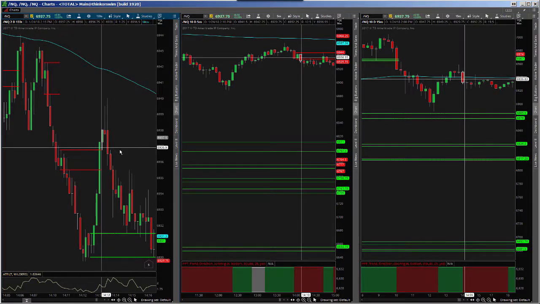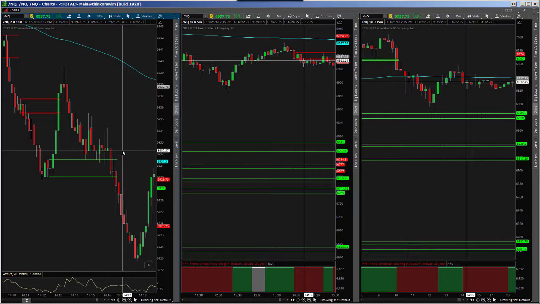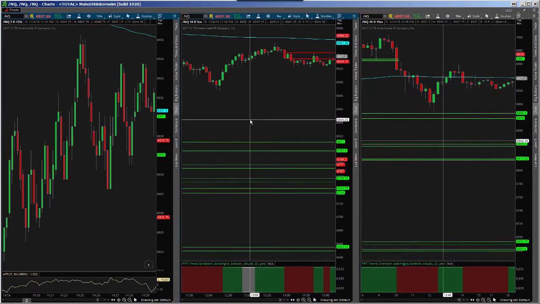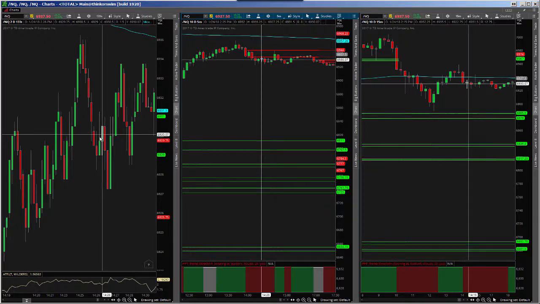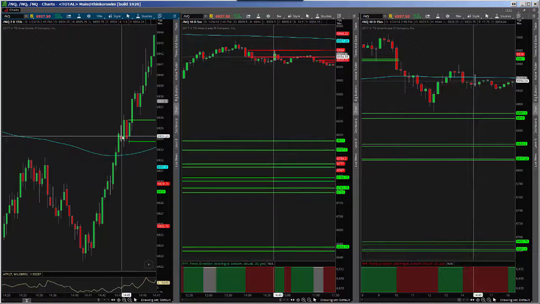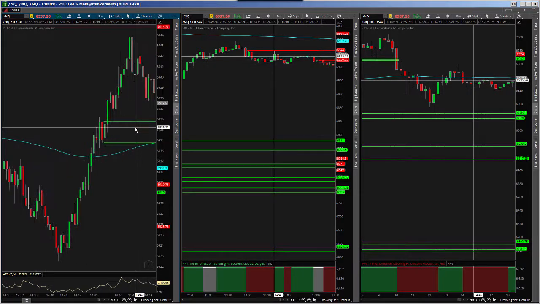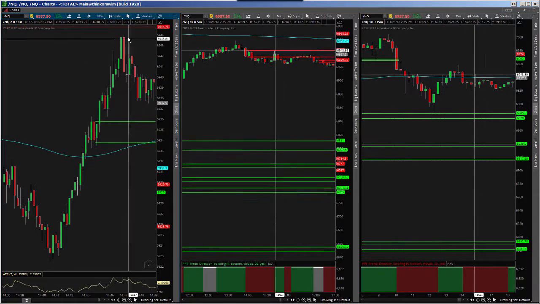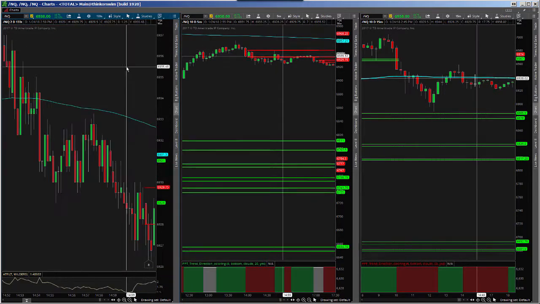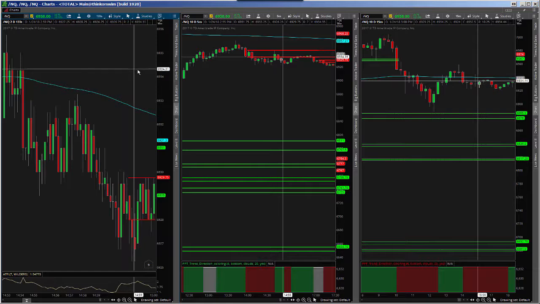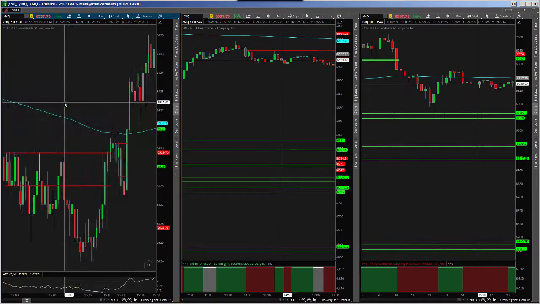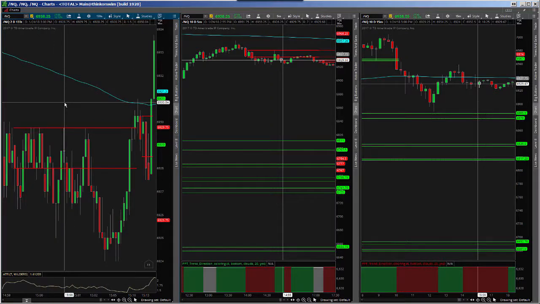Okay, let's see. I am now red and red, so I could look for a short. And now I'm inside the 5-minute zone. Could look for a pattern. And that looks like it's it. Market's closed right there. So I don't think that trade's going to go anywhere. No. All right. Anyway, so there we have it.